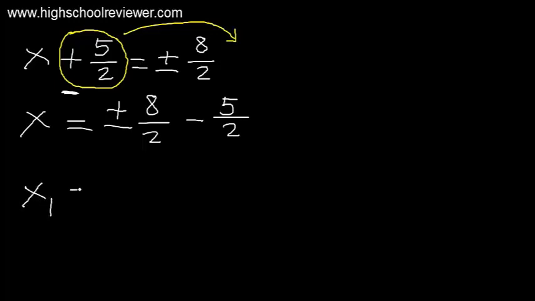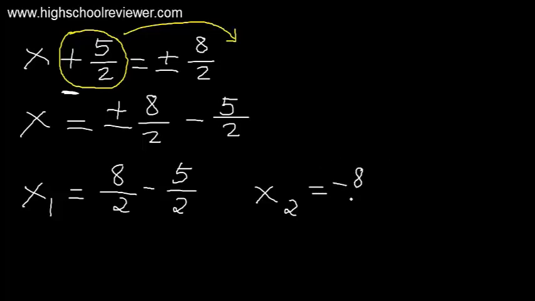Our x sub 1 will be the plus. So we have here plus 8 over 2 minus 5 over 2. And our x sub 2 will be equal to the minus, so this will be minus 8 over 2 minus 5 over 2. Since we have the same denominator, we will just, okay, this is x sub 1.